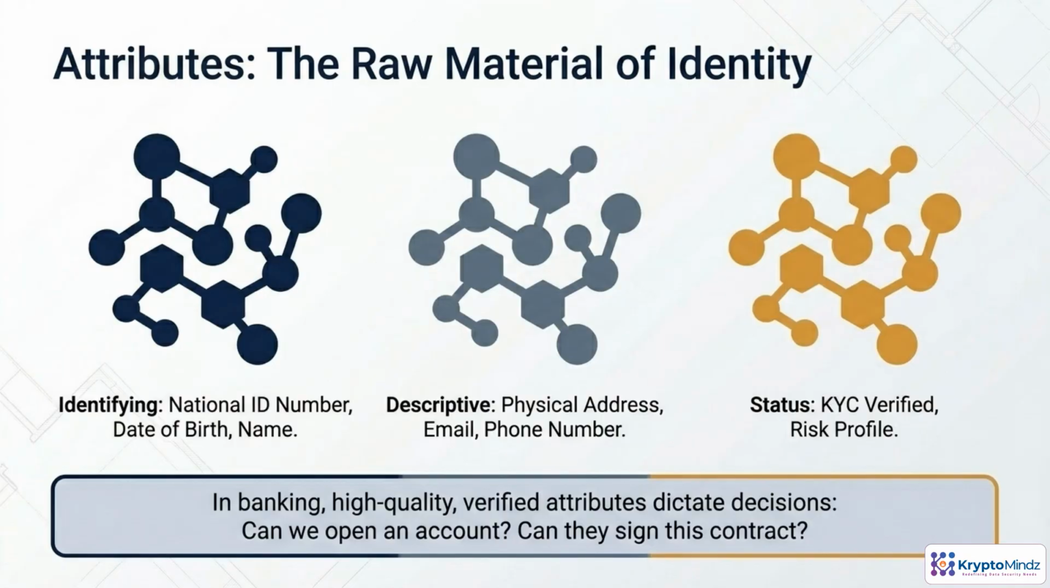Attributes are the individual facts that describe a person in a system. Your name, birth date, and national ID uniquely identify you. Your address, email, and phone describe how and where to reach you. Status attributes like KYC verified show what you're allowed to do. In banking, these combined details answer two key questions: can we onboard you, and can you sign?